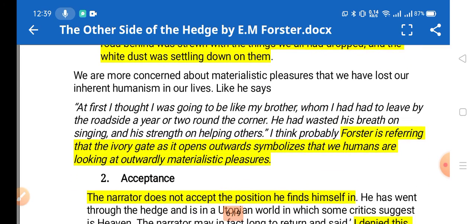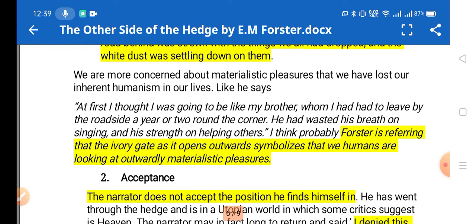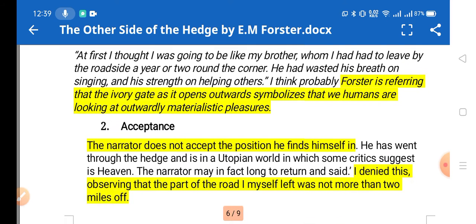At another instant, the narrator also says in the story, Forster is referring to the iron gate. As it opens outward, this symbolizes that humans are looking at outward materialistic pleasures.